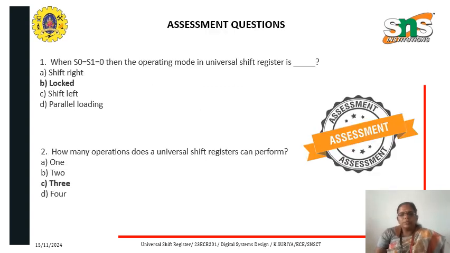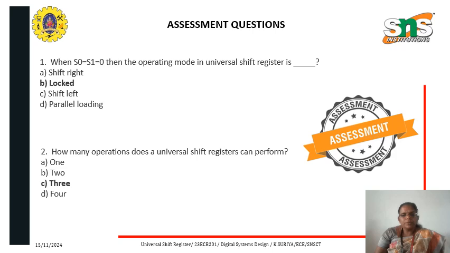Hope you understood what is universal shift register and how it functions. So let us take up some assessment questions. When S0 is equal to S1 is equal to 0, then the operating mode in universal shift register is dash. The options are shift right, locked, shift left, and parallel loading. Yes, the answer is locked.